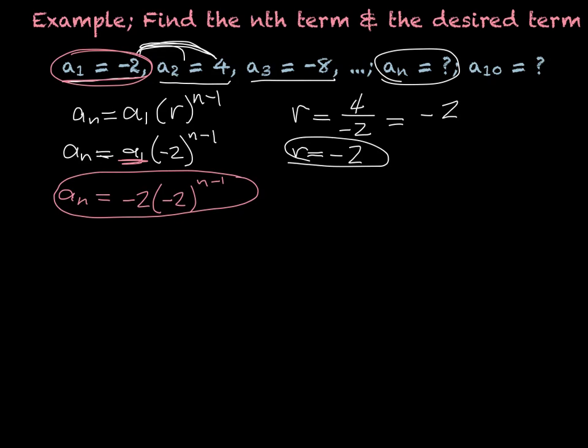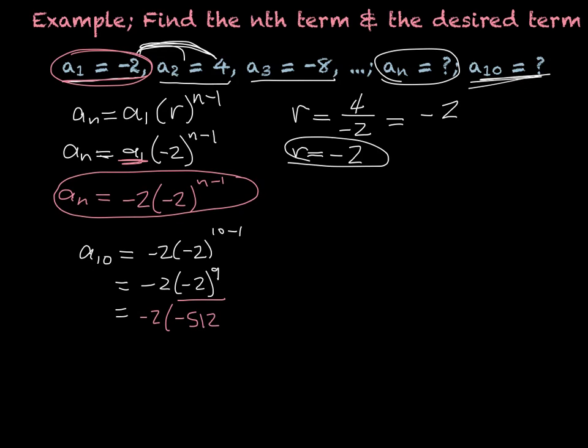The next thing is we need to find my a sub 10. So in this one we're going to have negative 2 times negative 2 to the power of 10 minus 1, which is negative 2 times negative 2 to the power of 9. When you take negative 2 to the power of 9, you get negative 512, so negative 2 times negative 512 gives me a sub 10 equals 1024. And that is your final answer.